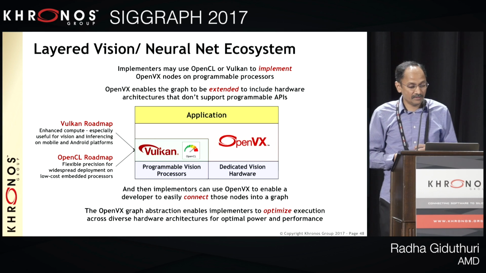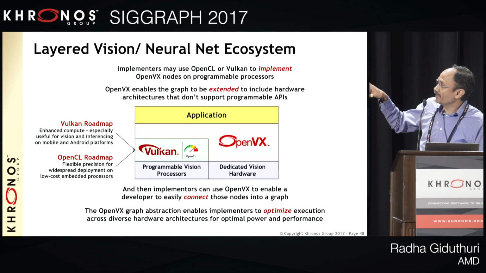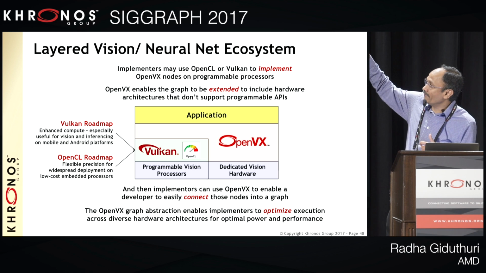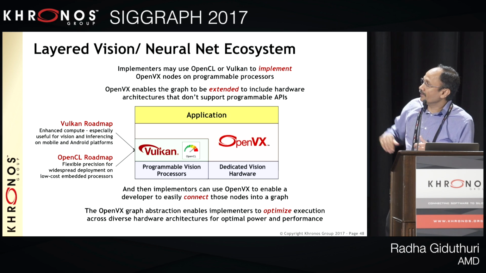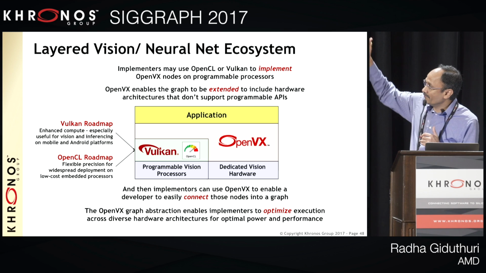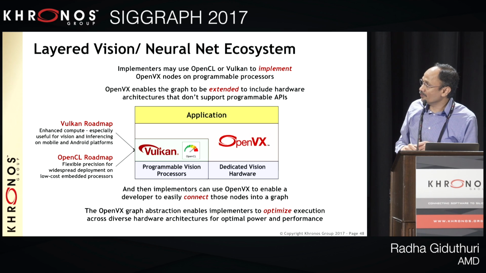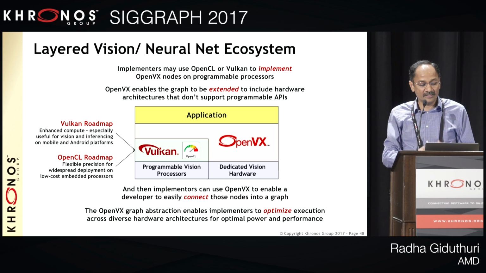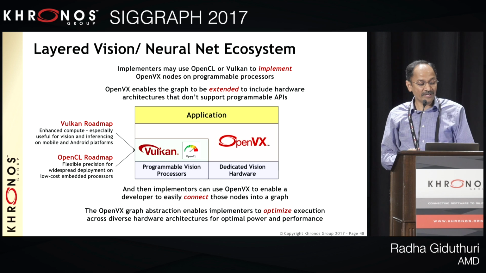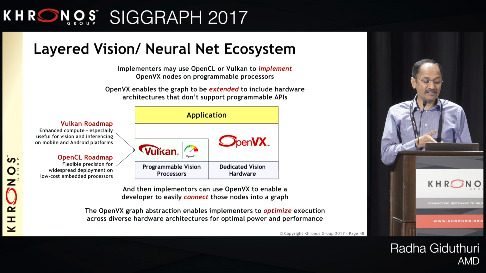Now, you probably have seen this diagram before. So you can have an application layer on the top. When an application tries to map its functionality into OpenVX, OpenVX can use OpenCL or Vulkan, or it can look at the dedicated hardware functionality. So we have a roadmap right now for trying to standardize OpenCL and Vulkan as a means to accelerate, especially if you have custom functionality to support.